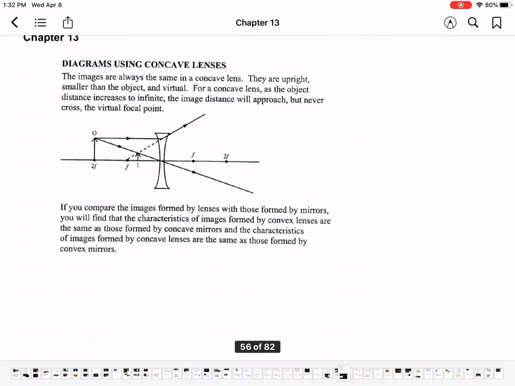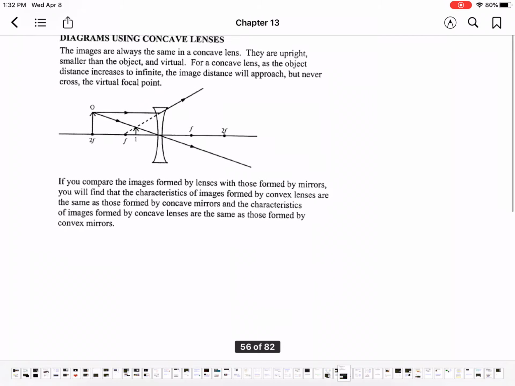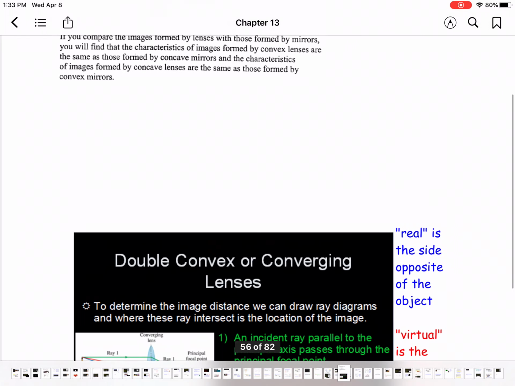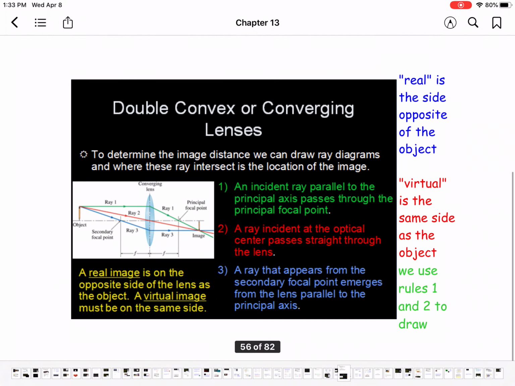Mirrors reflect, lenses the light passes through. Then you have to know what converging and diverging is. What happens? Where do they converge? Where do they diverge? Okay, and kind of be able to do that. All right, so that is the double concave.